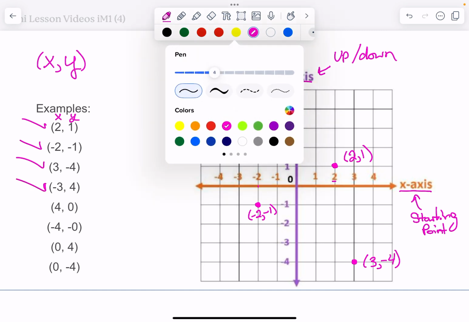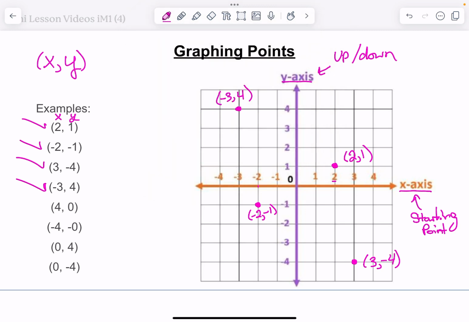Now the next one, we have 0 for the y, and you might be thinking, okay, how does that work? Well, we still do it the same way. X is still your first number, y is still your second. So find positive 4 on your x-axis on the orange line, and then your y is 0. So 0 means we don't go up or down. We're just going to stay at x equals 4. So our point is going to be right on the x-axis, and we have 4, 0.